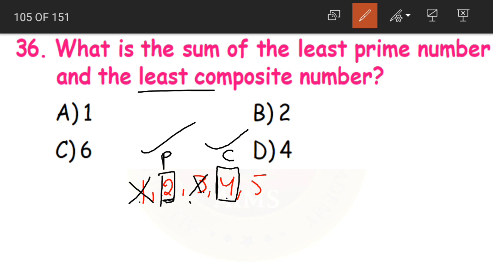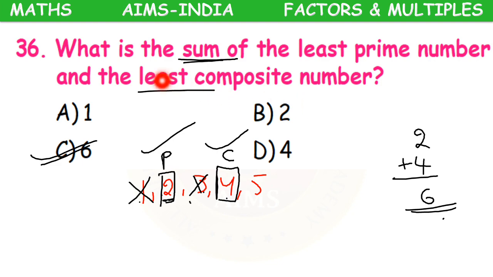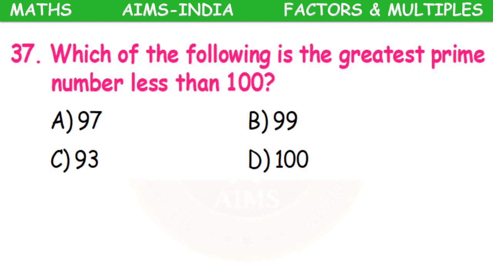Now what should we do, children? Find out the sum. 2 plus 4 is equal to how much? 6. Yes. So 6 is the sum of the least prime number and the least composite number.